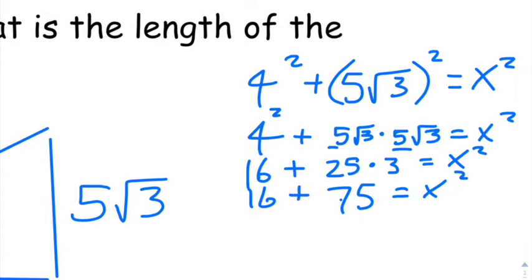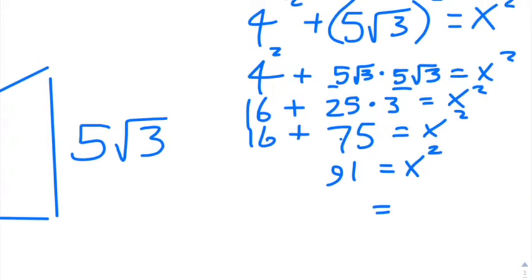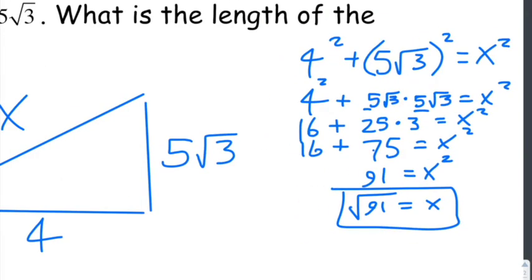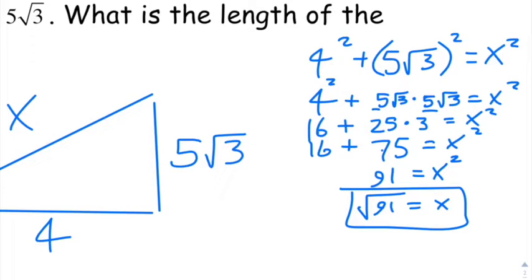And then that'll be 91 equals x squared. And if we're going simplest radical form, I don't think that breaks down. So we'll keep that as 91.